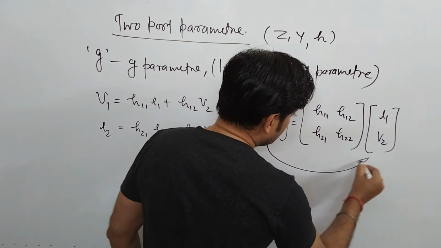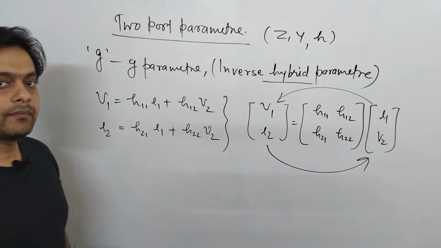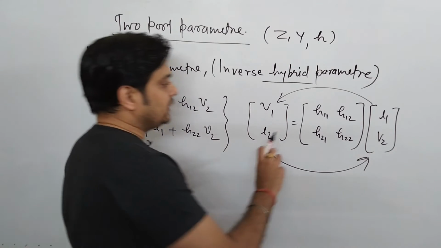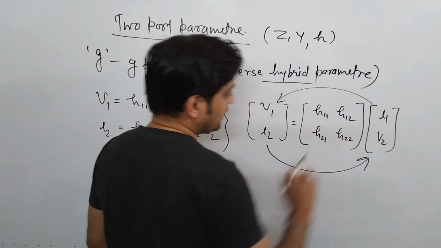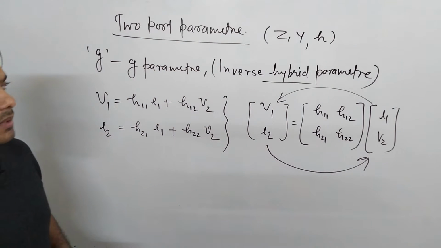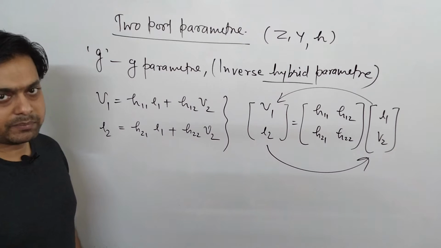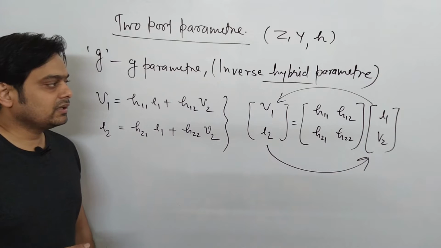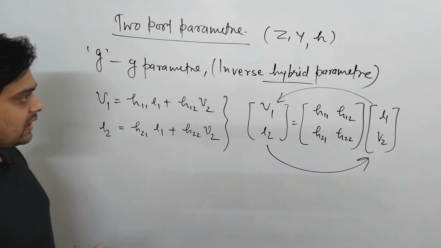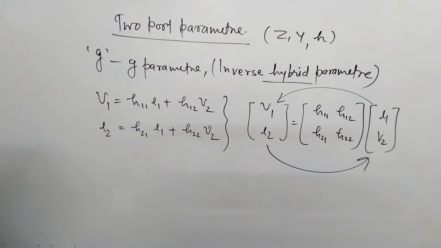Now if you change this order, that means this will become here and this will become here. Such a type of parameter will become the G parameter, or we call it the inverse hybrid parameters. You will find that in some networks the inverse hybrid parameter applications exist. So now if we interchange it, we will see how it is.